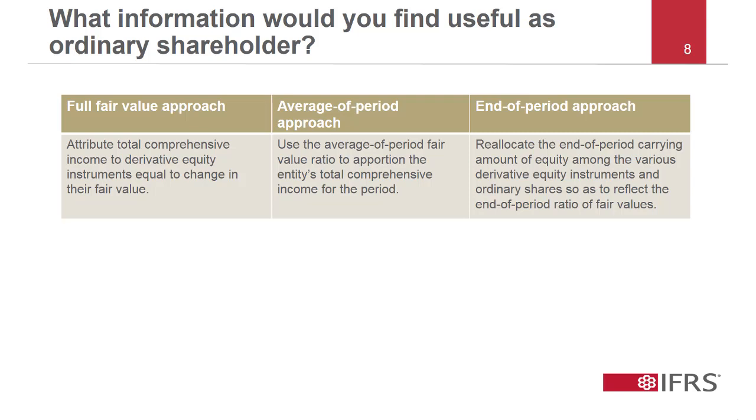Option 3 allocates the entity's net assets, which represent the total carrying amount of equity, to the derivatives and ordinary shares based on the respective fair values at the reporting date. The carrying amount of each class of equity would be updated, and changes in their carrying amount would represent the total comprehensive income attributed to that class of equity.